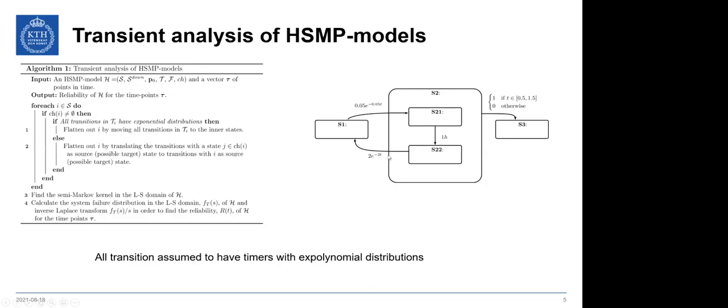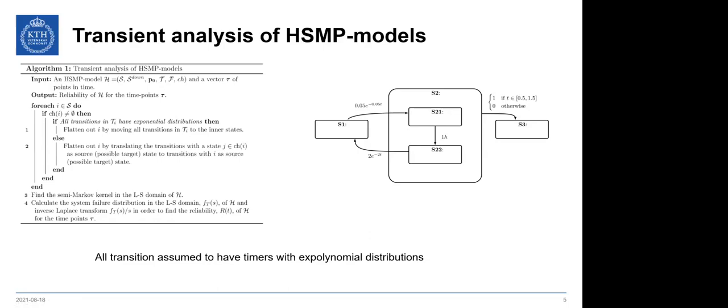We want to transform them so that this one has S2 as origin and this one has S2 as target. In this case, there will be no way to reach S21 and S22, and we can simply remove these states and the transitions between them. And what we're left with is a semi-Markov process, which we can then, in the last steps of our algorithm, solve as semi-Markov processes are usually solved.